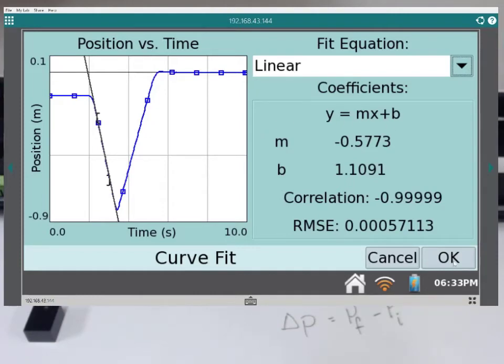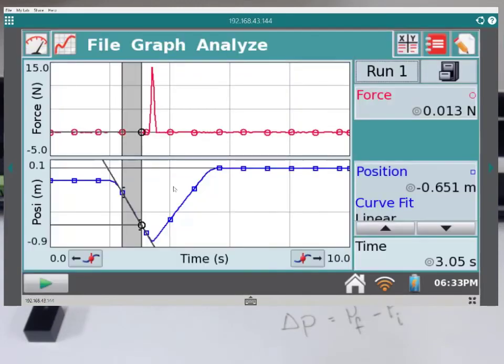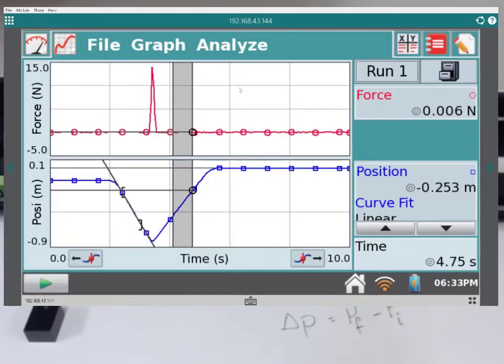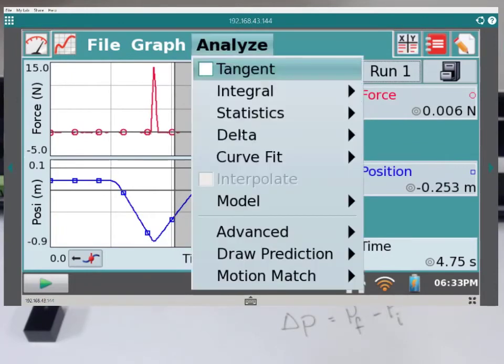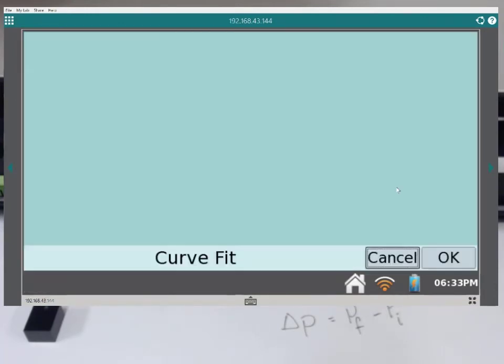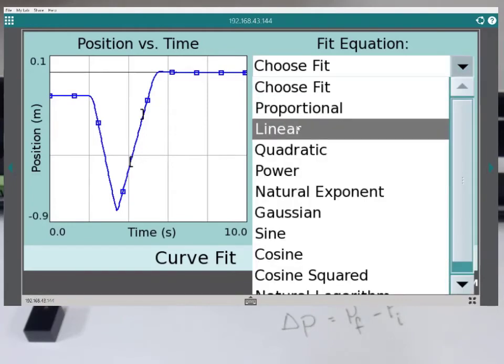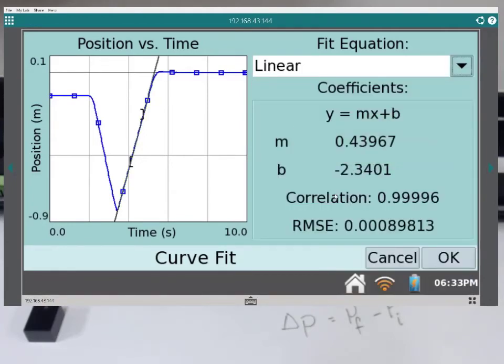Let's get the final velocity now. Linear. All right, there we go. Now our slope parameter is indicating our velocity final after the impulse is delivered to our cart. You can see that right there.